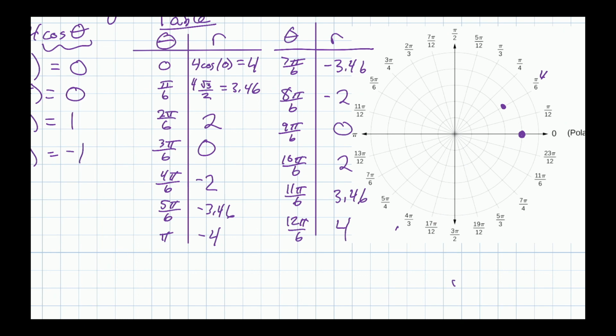And then we've got pi over 3, comma 2, when you reduce the fraction. That's going to be here. Then you've got pi over 2, which is straight up, but the radius is 0, so we're right here.